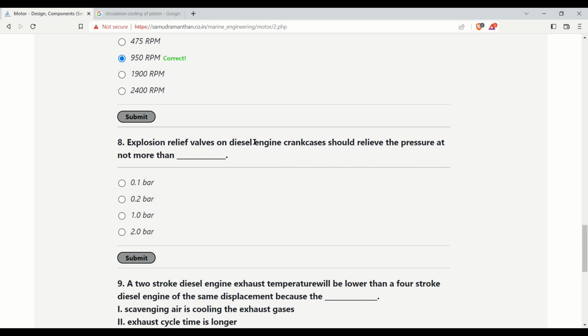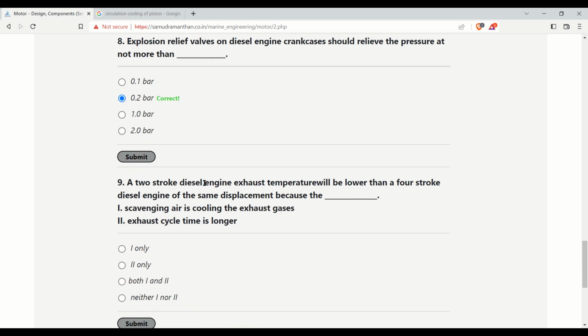Explosion relief valves on diesel engine crankcases should relieve the pressure at not more than 0.2 bar. It's experimental data, or maybe it's calculated. I don't know much about it, but just remember the answer should be 0.2 bar.